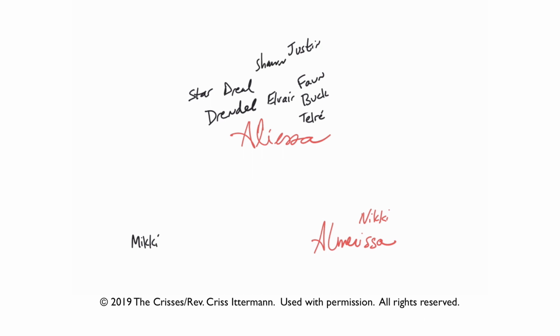And then we want to move Justin a little bit because he's a little too close to there. He's closer to Telray, so let's do Justin out here. So you can see it's starting to become more clear who relates to whom. Sean relates to Driel, Fawn, and Star. Elvire relates to Drendel, Aliessa, Buck. Buck relates to Fawn, Telray, Elvire.